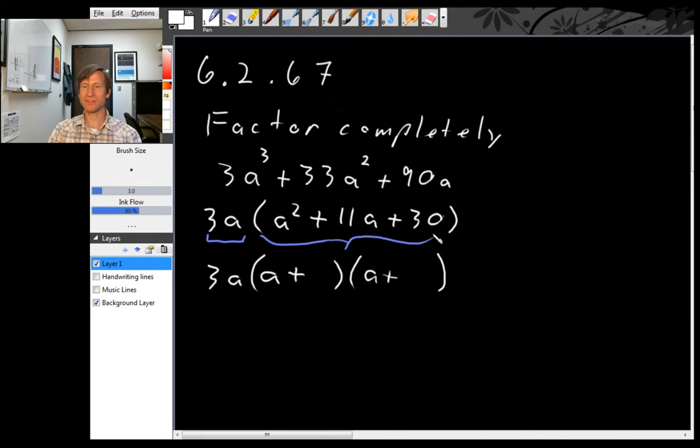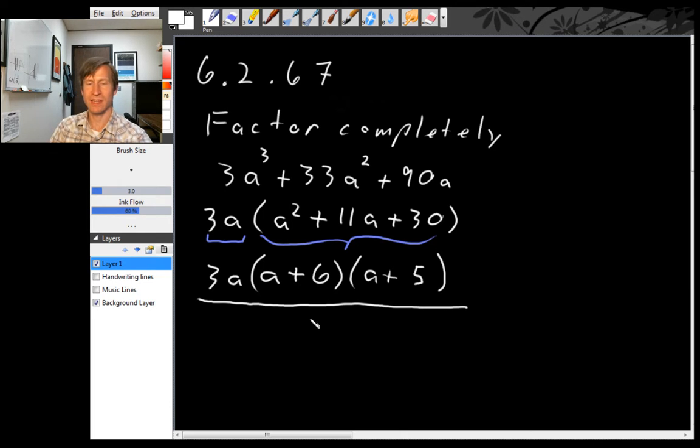Now we're looking for factors of 30 that add up to 11. And there are only a few possibilities, and 6 and 5 work. So 6 and 5. Now remember, after you factor something, you can always check if you're correct by multiplying it out again. So let's check this.